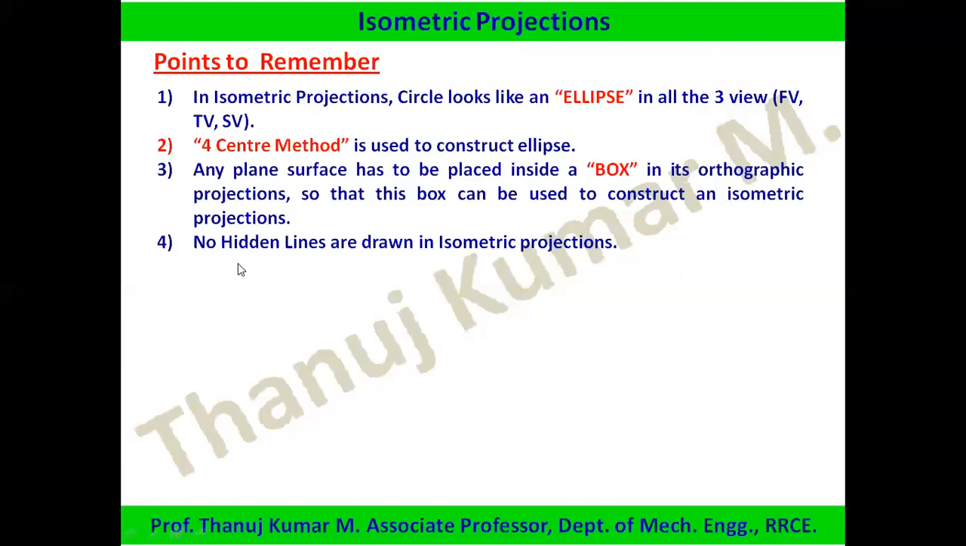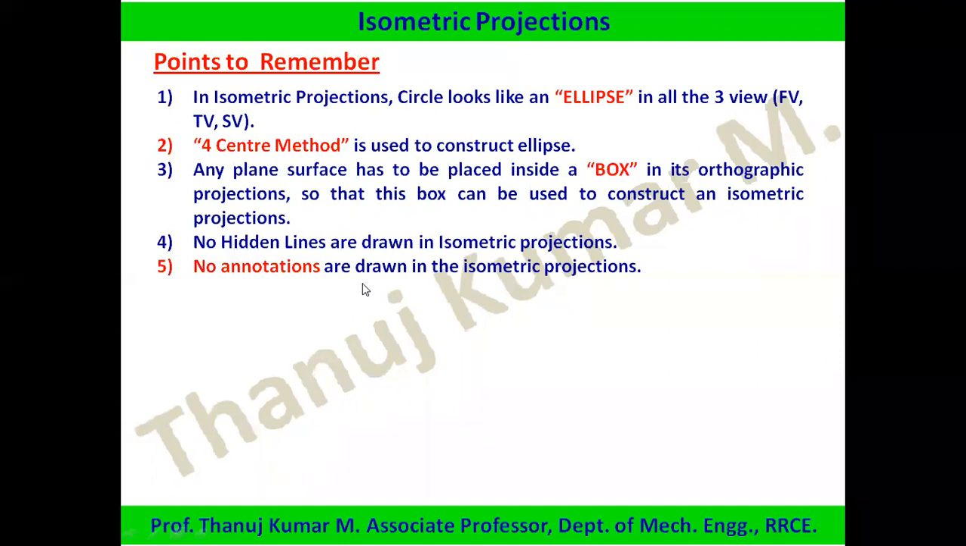Okay. Fourth one, no hidden lines are drawn in isometric projections. Especially in isometric projections, this is a beauty. We don't have any hidden lines drawn. The hidden lines are removed. The axis line is not shown. Construction lines are removed, or you can keep them if you want. That is the beauty. You can keep only the object. Everything else can be removed. That is the importance. Okay.